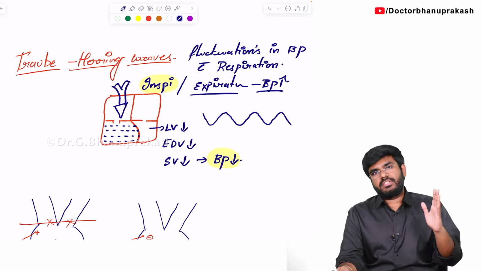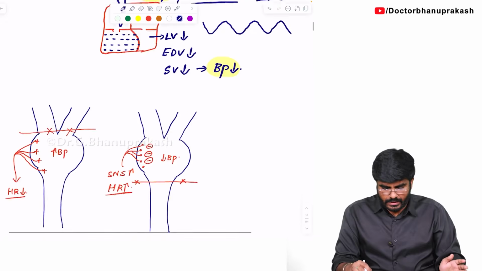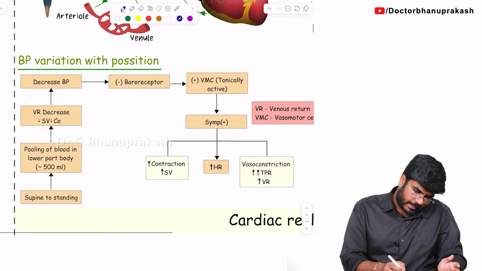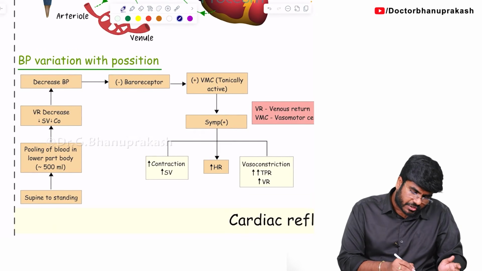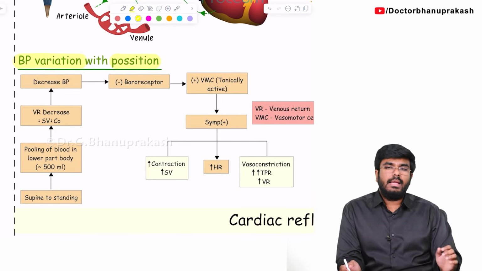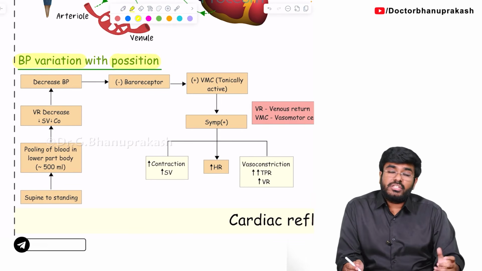With respiration, your BP will change. So they are called the Traube-Hering waves. Next, what else you should know in this topic is the change in the BP with the position. Not only with respiration, your BP will change with your position. The way your body is aligned can actually change your BP and your heart rate.